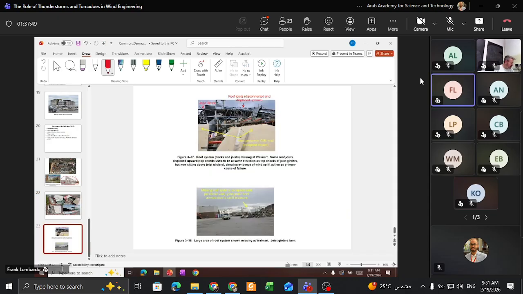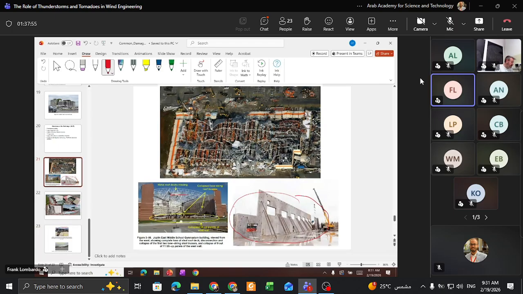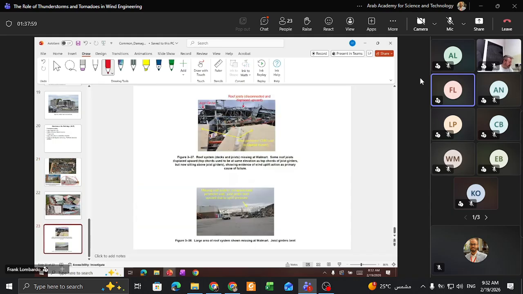And this is just another picture of another collapse. This is a Walmart in the U.S. The same tornado that did the damage here to this big box store also did damage here in Missouri. So a lot of damage, typical damage that you would see in tornadoes, all the way from the beginnings of damage to complete collapse.